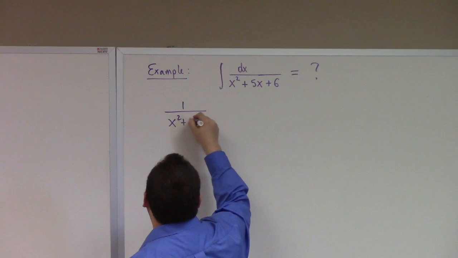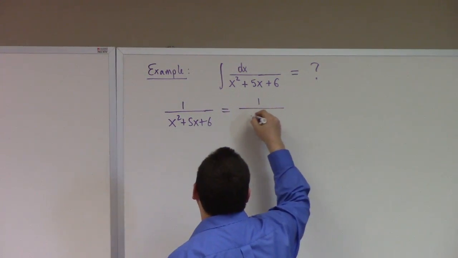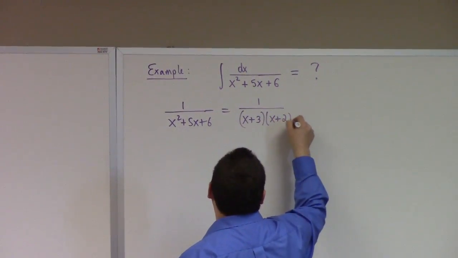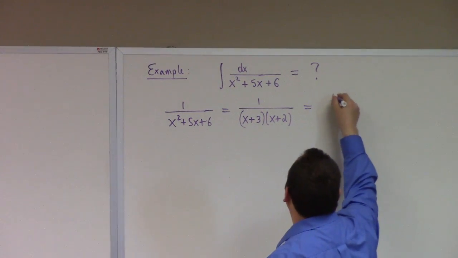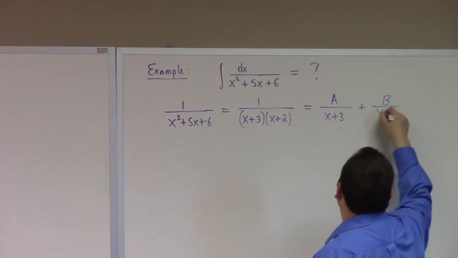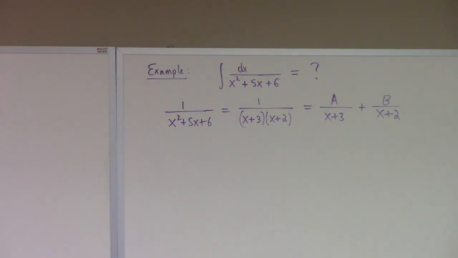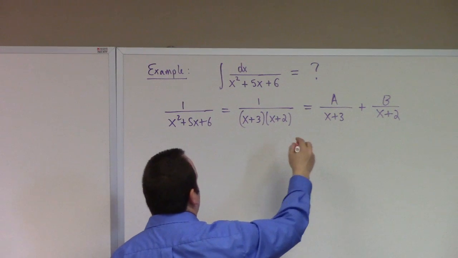So x squared plus 5x plus 6 factors how? How about x plus 3 times x plus 2? Am I right? OK, so the partial fractions decomposition here looks like A over x plus 3 plus B over x plus 2. That's the partial fractions decomposition for this problem. Now I've got to do algebra to figure out what these undetermined coefficients A and B are. So my next step is to multiply both sides by the denominator.